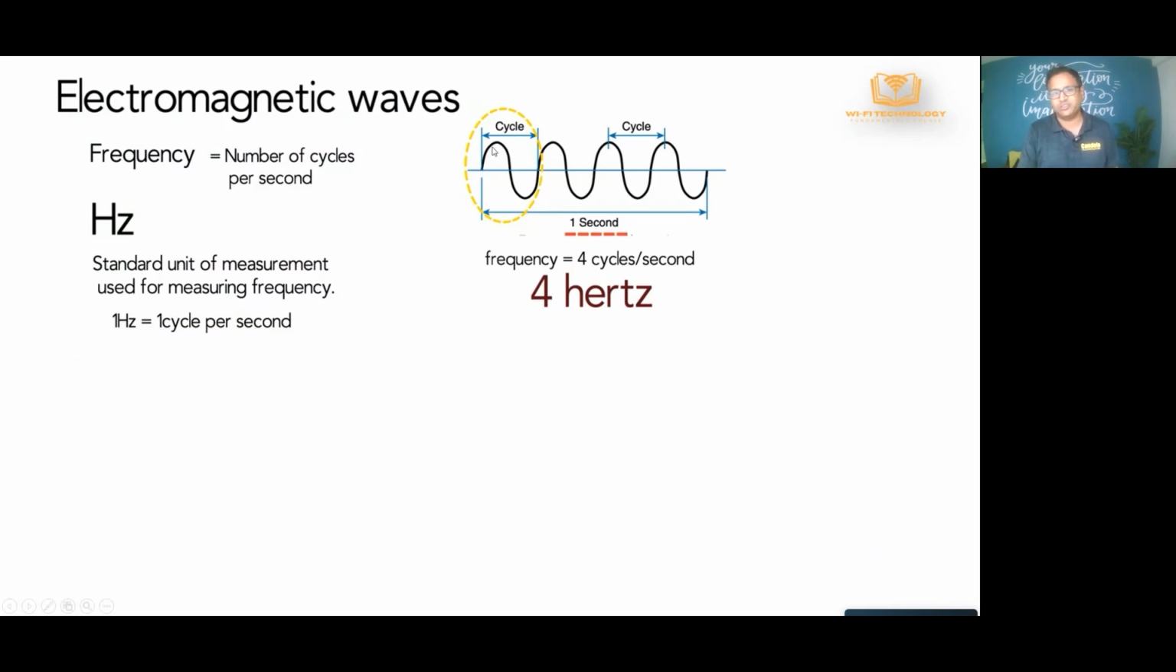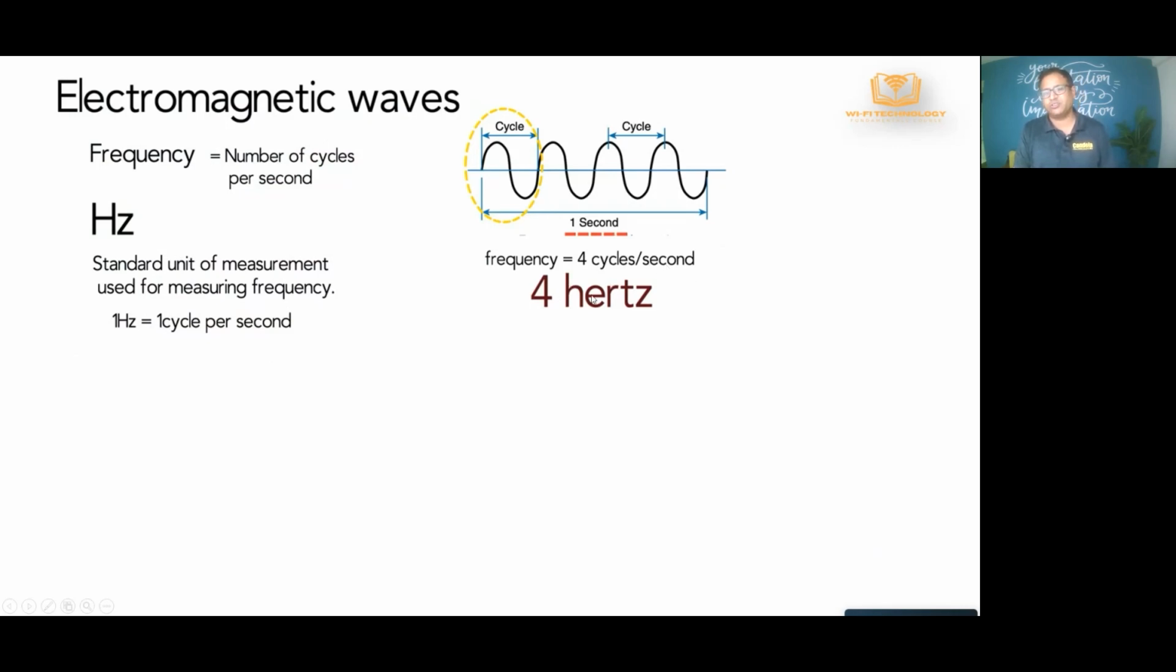So this is one cycle of a waveform, of a sine wave. So what is frequency? Frequency is the number of cycles per second. Cycles meaning repetitions of this particular waveform within 1 second. If this particular cycle repeats 4 times within a second, then that is 4 cycles per second. And that is nothing but 4 hertz.